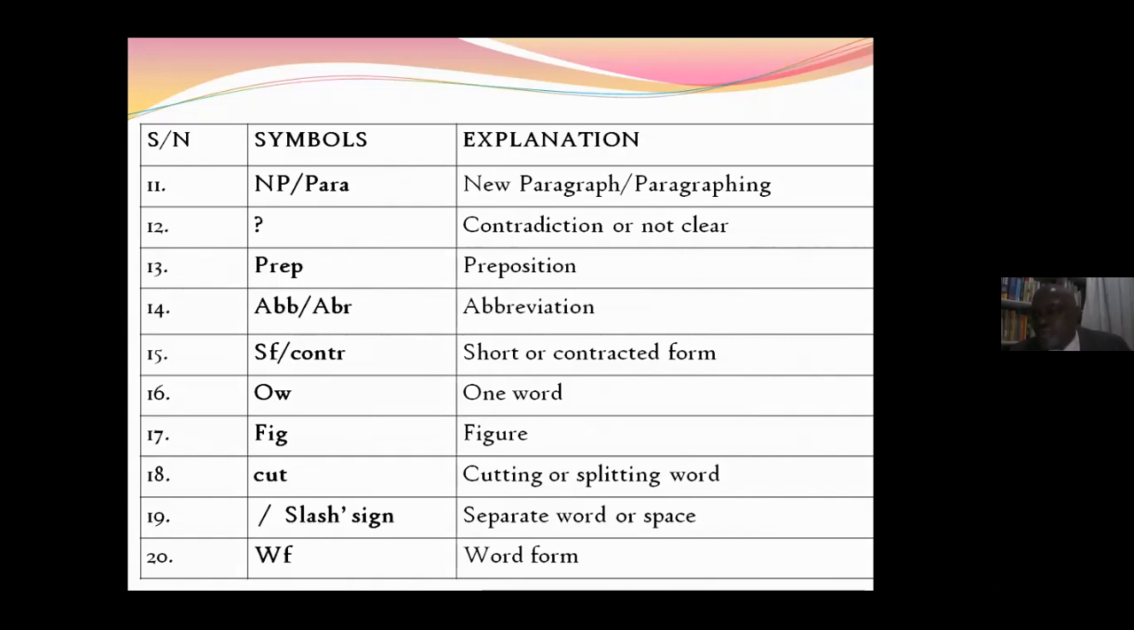So if a learner does not indent and just writes in one single paragraph from the first word to the last word, where you identify that they were supposed to split and begin a new paragraph, you put a line there and you indicate NP. You are showing that this is supposed to be a new paragraph.